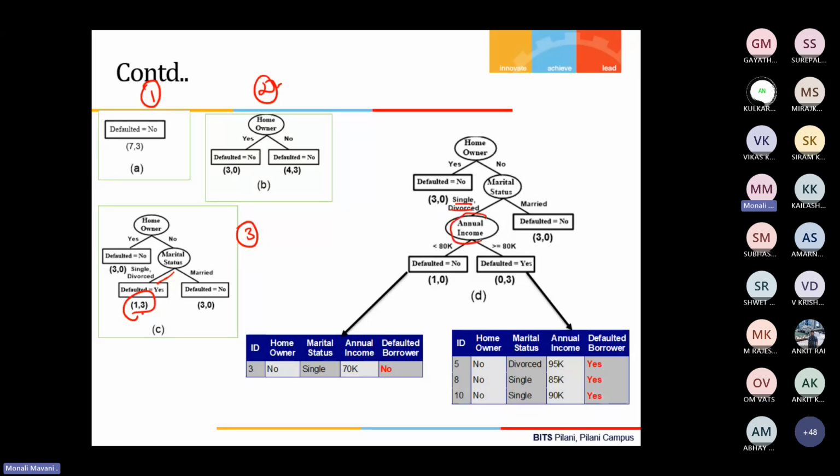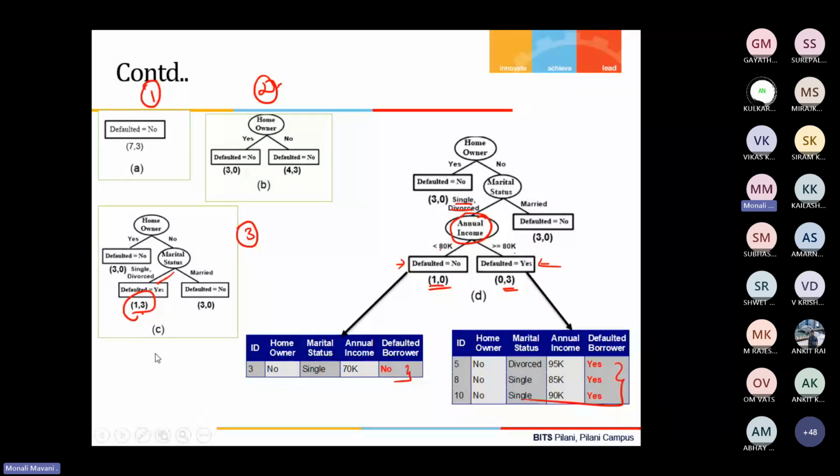Pick up the next best attribute, which is annual income. Annual income is my continuous attribute, so I'm dividing into a threshold. I'm finding out the optimal threshold: less than 80K, greater than or equal to 80K. Again, left and right branch. And now these are the leaf nodes, and you can see these are homogeneous nodes. This is only one class. Both of the leaf nodes have only one class representation.